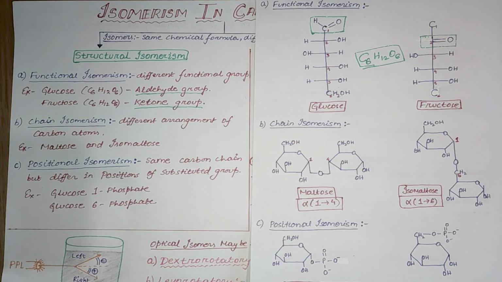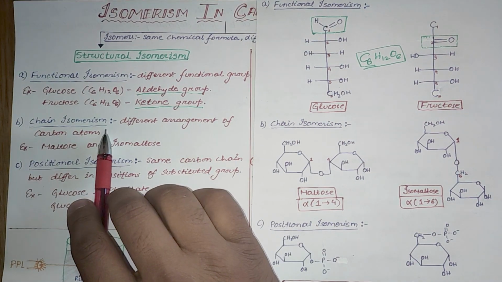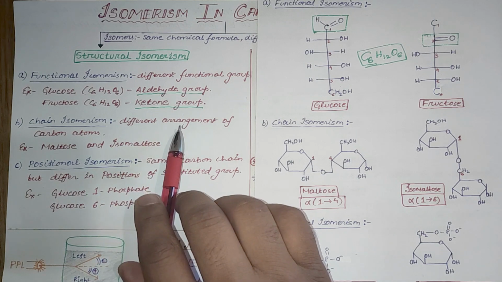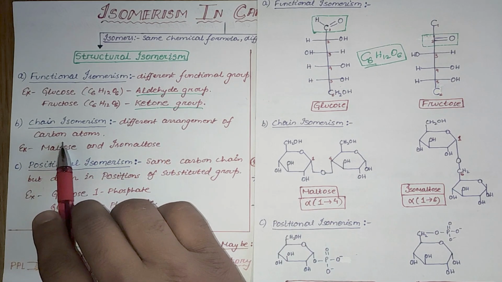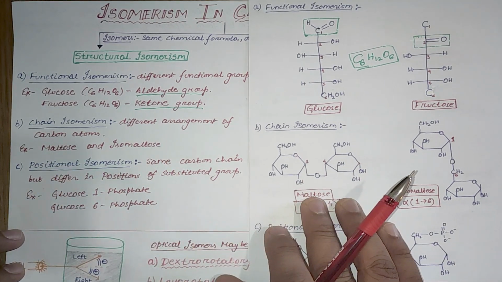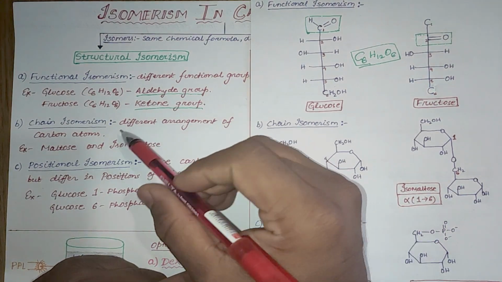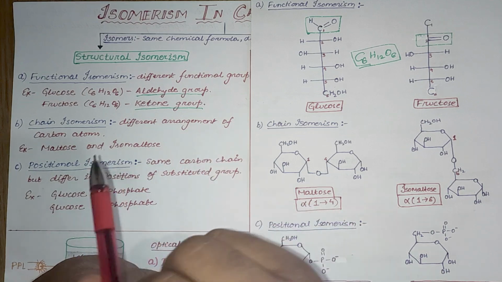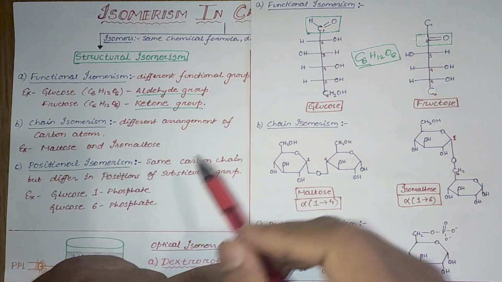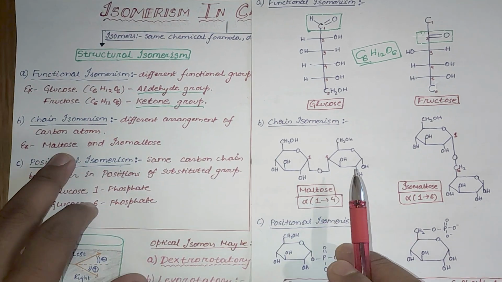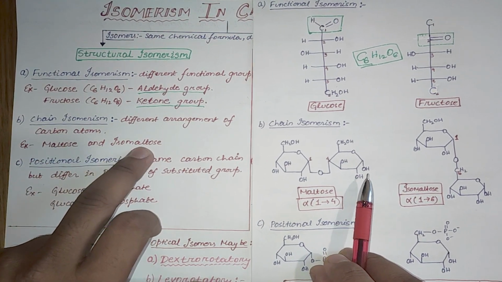Then comes chain isomerism. In chain isomerism, the isomers differ in the arrangement of carbon atoms. What does this mean? This means the bonds present in the monosaccharide or carbon atoms will be different. An example is maltose and isomaltose.